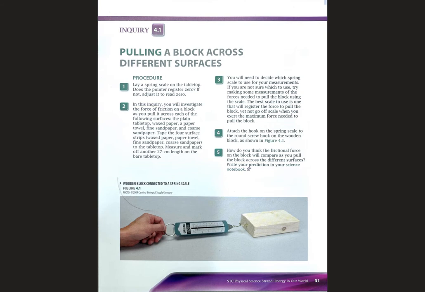Does this pointer register 0? If not, adjust it to 0. So you're calibrating your scale. If it's not calibrated, that's not an issue for this lab. All right, so number 2, in this inquiry, you'll investigate the force of friction on a block as you pull it across each of the following surfaces. The plain tabletop, which is just our black top tables, wax paper, a paper towel, fine sandpaper, and coarse sandpaper. We'll tape these down to the table and we'll pull it across the length of the surface.